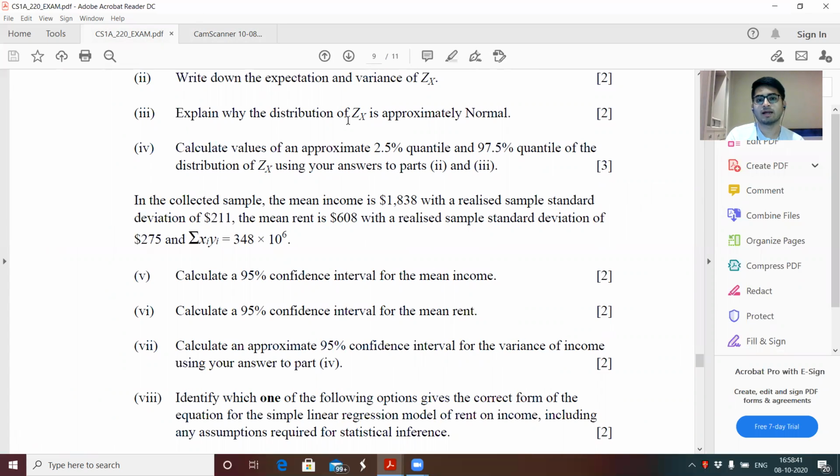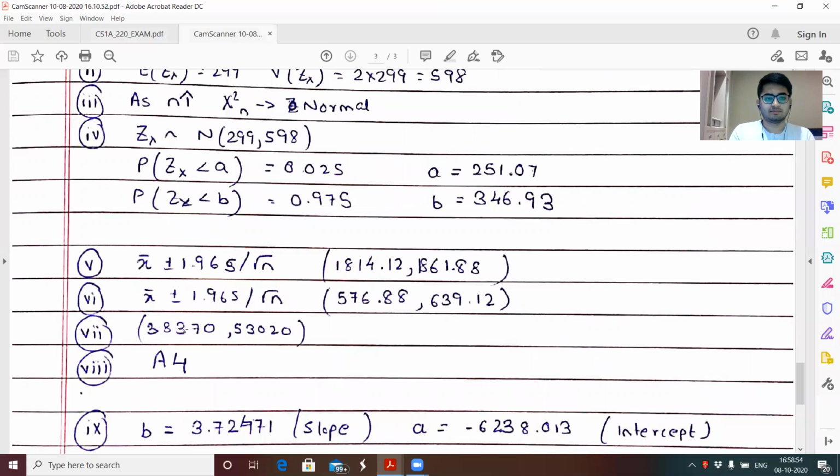Part 7, we need to basically find the interval for variance. So we have already calculated the 2.5% quantile and 97.5% quantile. Using this, I can also get the values for the variance. It's coming out to be 38,370, I have rounded off to the nearest integer, and 53,020.